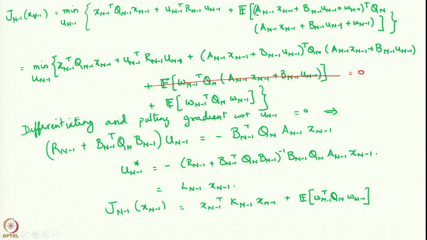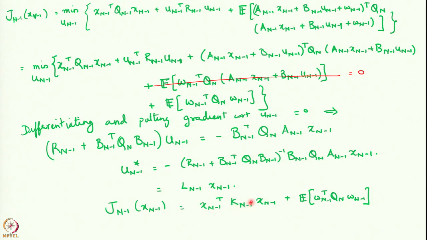Now, what is this K_{n-1}? Notice that we have u_{n-1} given as a linear function of x_{n-1}. So u_{n-1} star is some matrix times x_{n-1}. Once I substitute that here, the expression I get has x_n appearing in a quadratic form, u_{n-1} appearing in a quadratic form, and also in a bilinear form with x_{n-1}. So once I substitute u star in this form, the resulting expression is going to be quadratic in x_{n-1}.